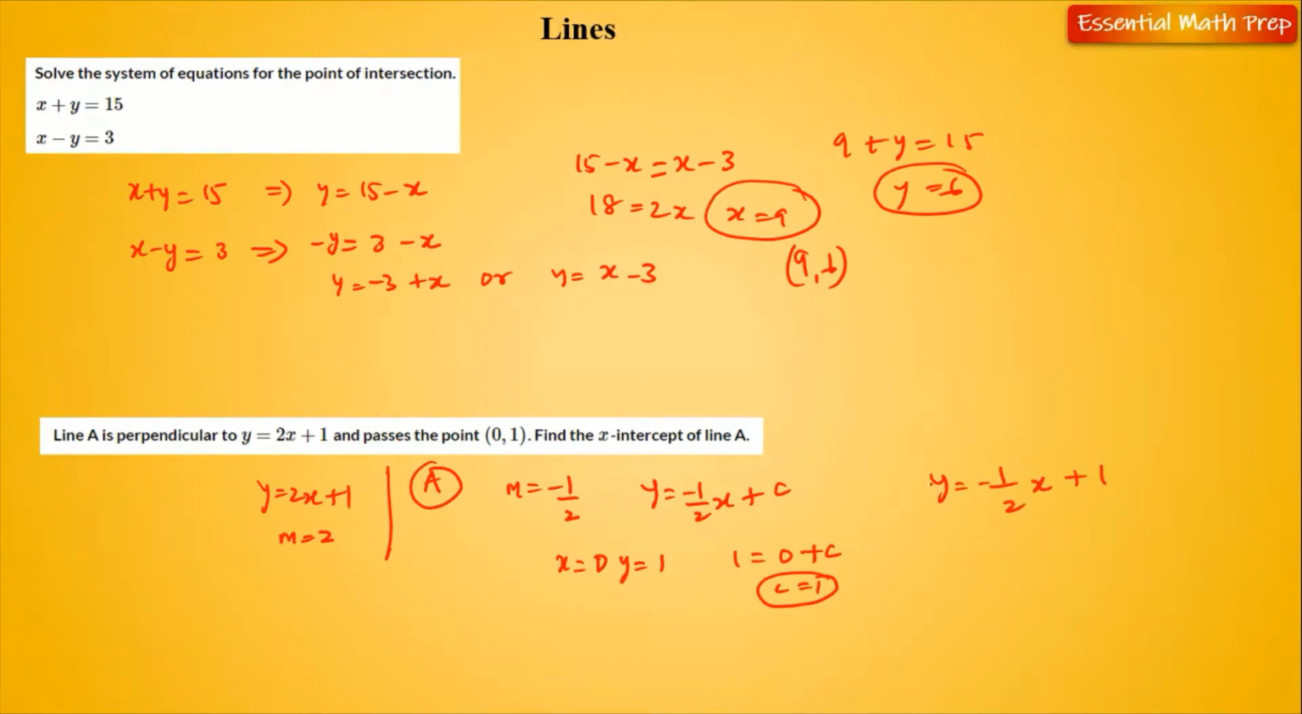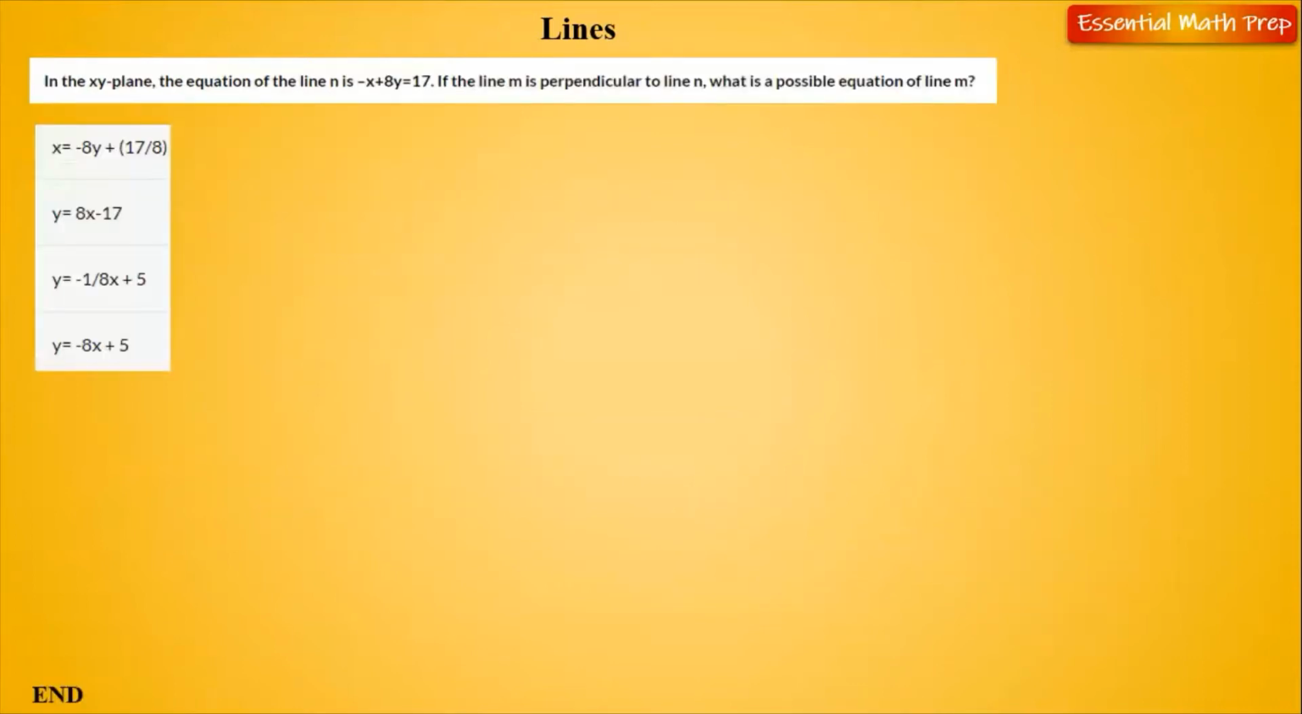So to find the x-intercept, we need to substitute y equals 0, which means negative 1/2 x equals negative 1, right? Or positive 1/2 x equals positive 1. Both are essentially the same. So x equals 2. Doesn't that make sense?